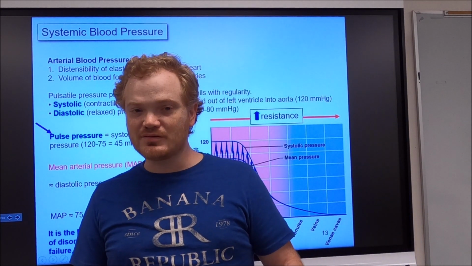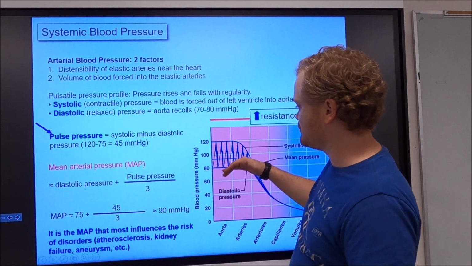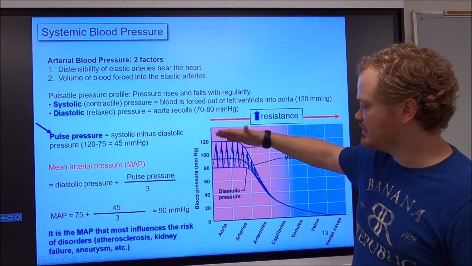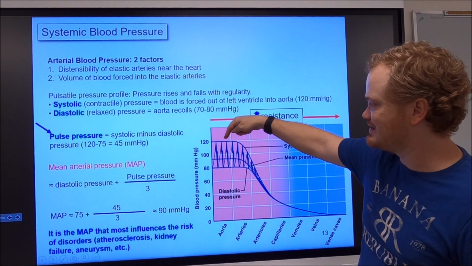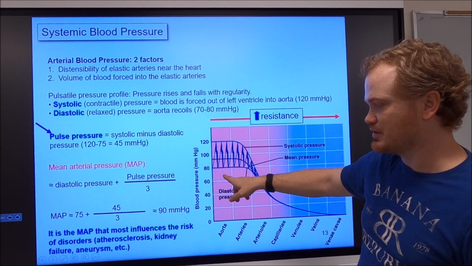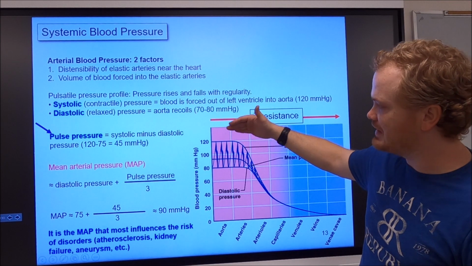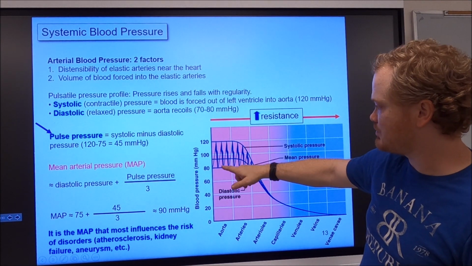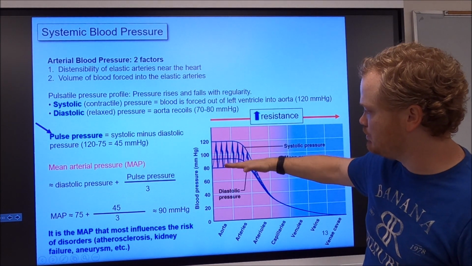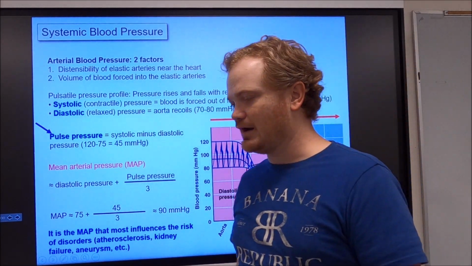Now, I'm not going to get into the reasons for this, but the idea is that your mean value is going to be a little lower because systolic pressure lasts less time than does diastolic pressure. So your mean value is a little below average.